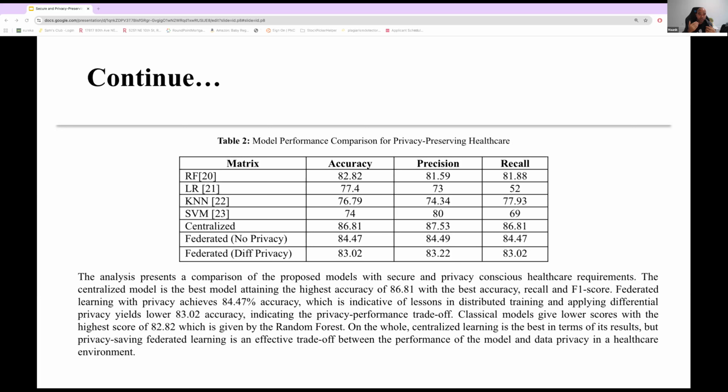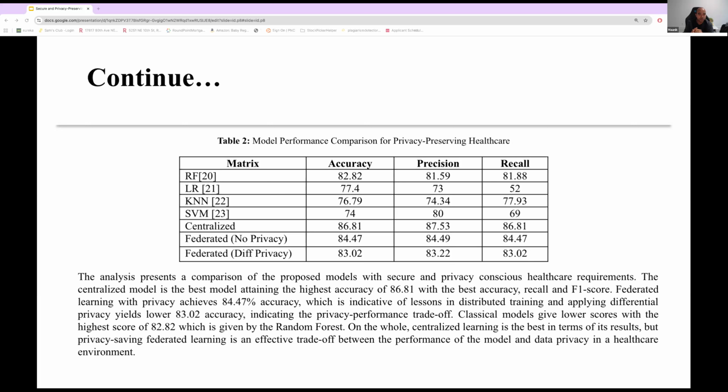Even after accounting for the privacy cost of the distributed training and differential privacy noise, our federated model with differential privacy achieved an accuracy of 83%, which is particularly significant because it outperformed all classical baselines, including the highest scoring model, random forest, which trailed at 82% accuracy. The other methods like logistic regression, KNN, SVM fell significantly further behind in this case.